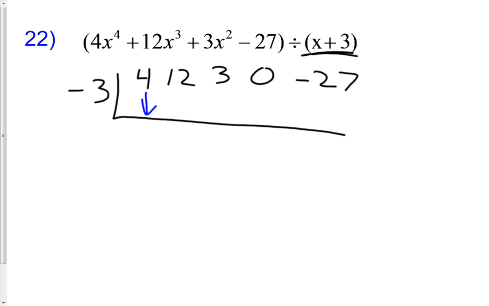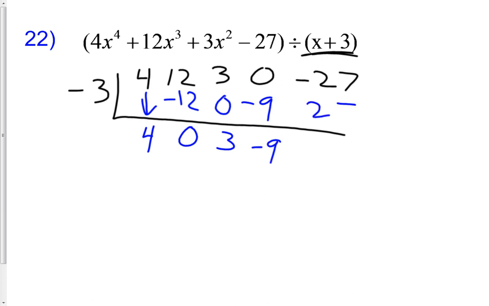The 4 comes straight down. 4 times a negative 3 is a negative 12. Add 0. Multiply 0 times a negative 3 is 0. Add, and we get 3. 3 times negative 3 is a negative 9. Add, and you get a negative 9. Multiply, and you get a positive 27. And once again, the remainder is 0.